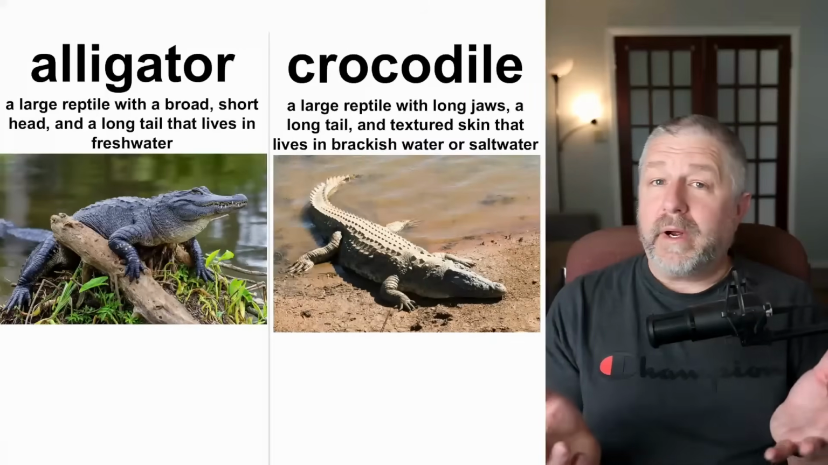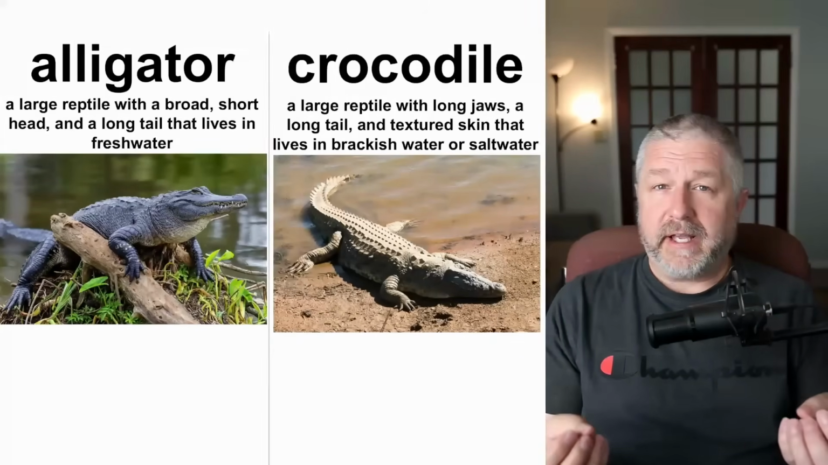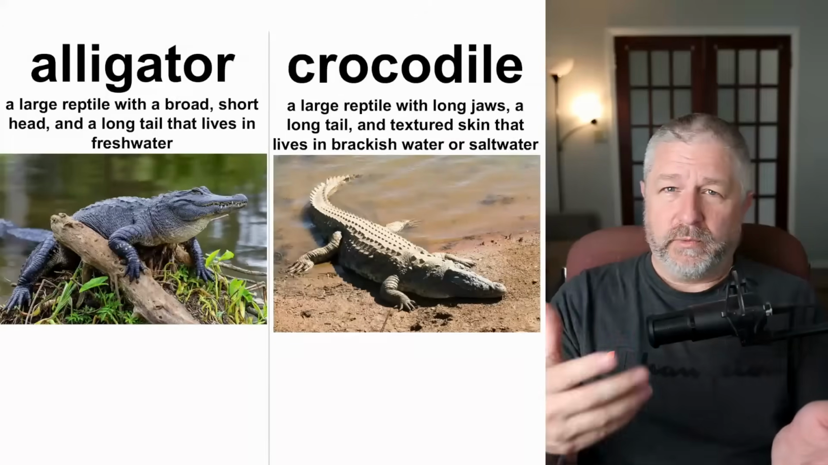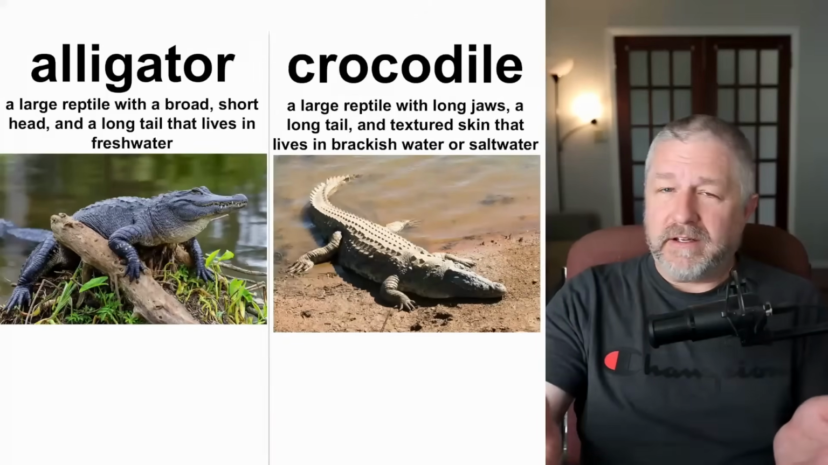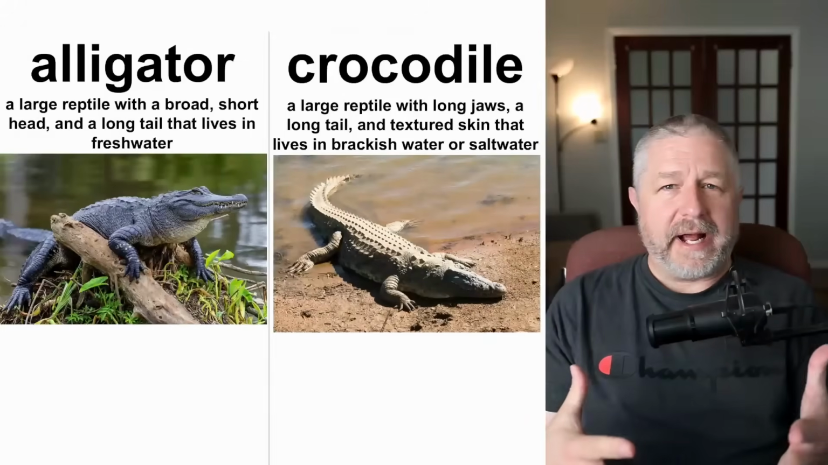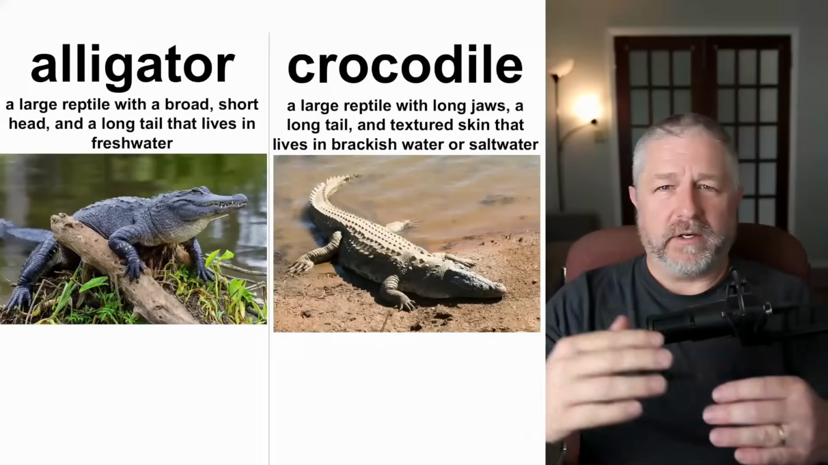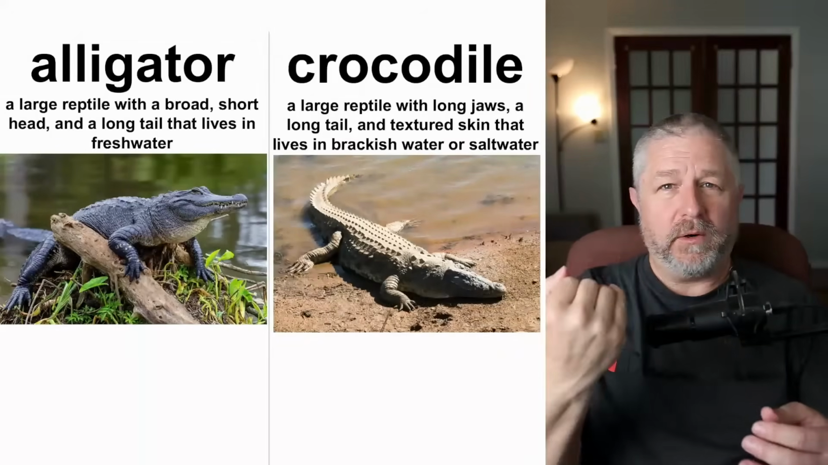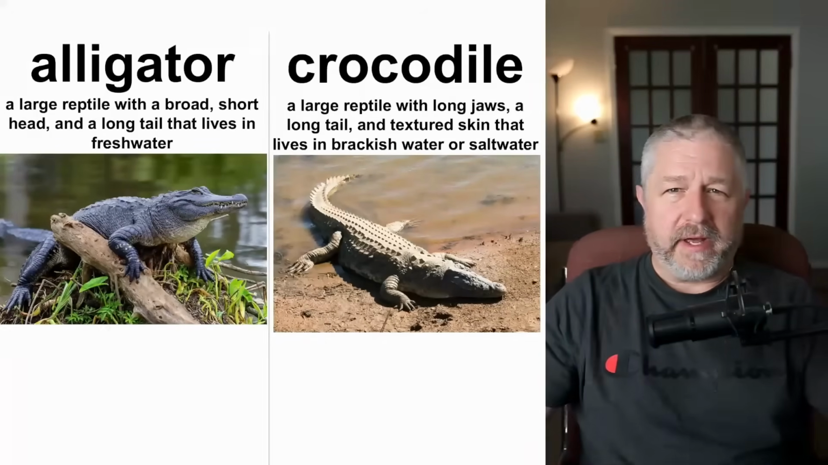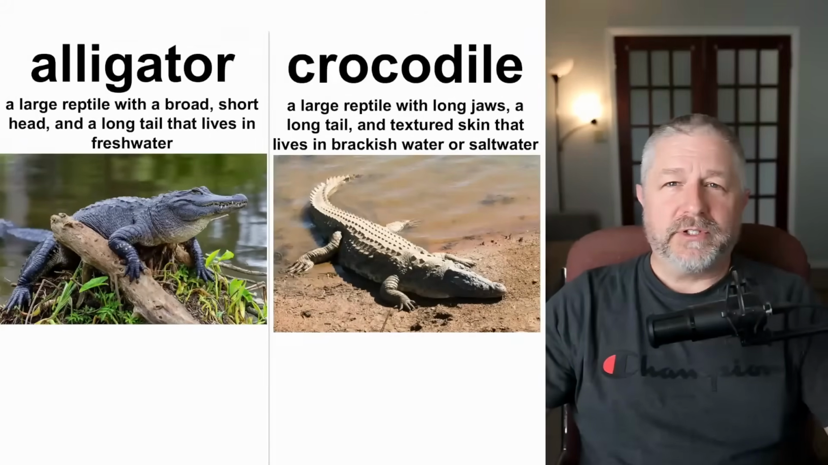So I don't know exactly what the major difference is, other than the alligator lives in fresh water, so rivers and streams and glades in Florida. And a crocodile lives in brackish water. Brackish water would be a mix of salt water and fresh water. Where a river flows into the ocean, we would call that water brackish. And then salt water is, of course, found in the ocean.